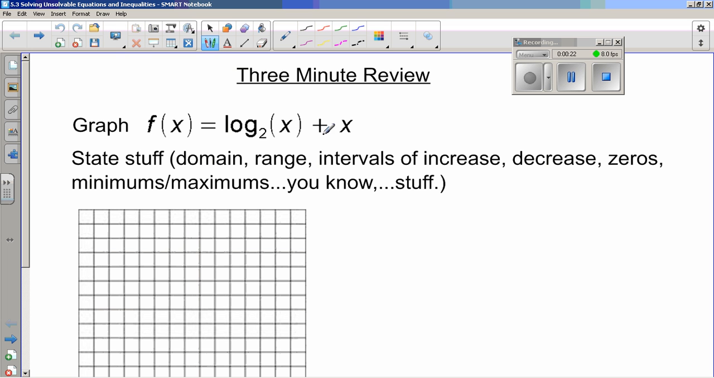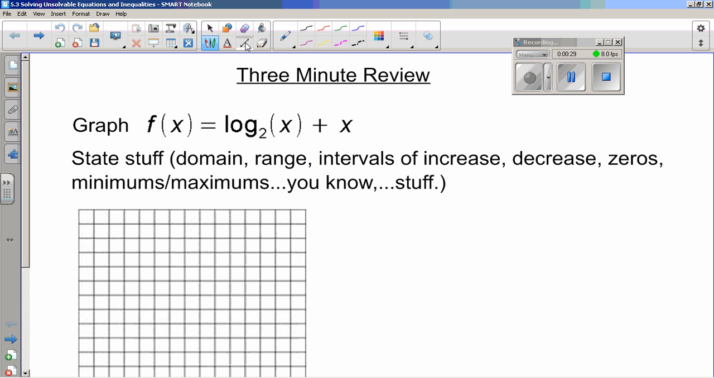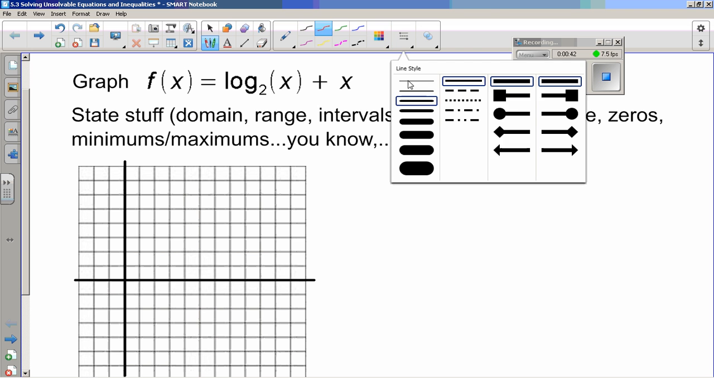So the 3-minute review is straight from the last day's stuff, or 2 days ago, or whenever, where we want to graph a function. This function, we don't know how to graph it. But what we do know is we can graph the pieces, right? So I'm going to graph the pieces.